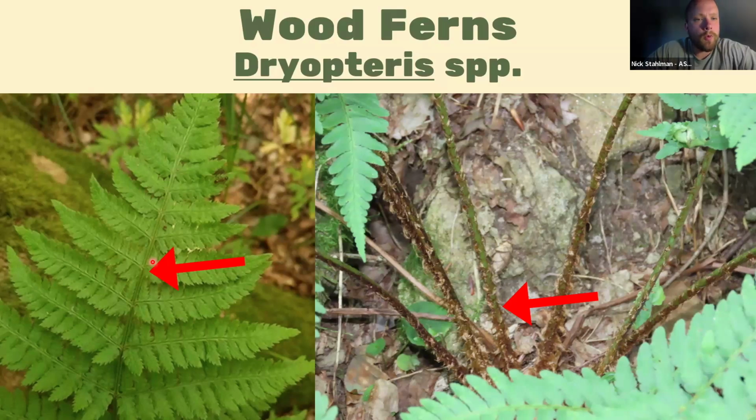Some prefer a little bit more water than others, but they're fairly adaptable. Just so you know, there's about 7 recorded Dryopteris species in Pennsylvania and about 250 worldwide. So this is a pretty big genus.